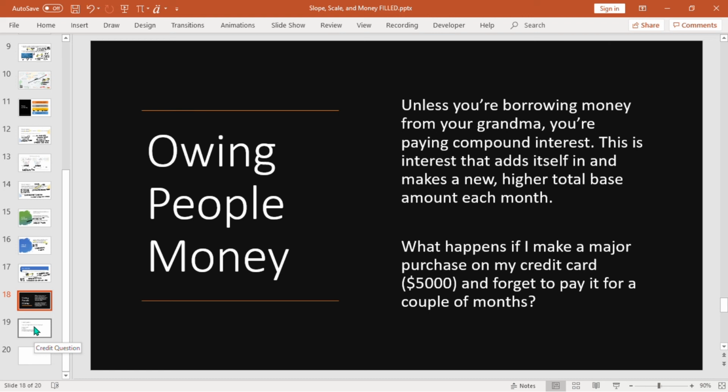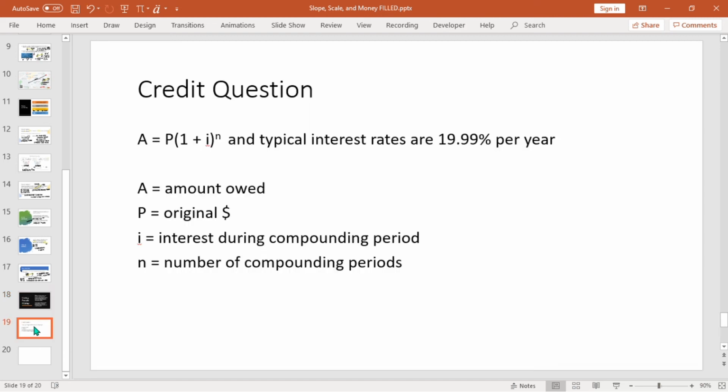Okay, and if you're using a credit card, you're paying compound interest. There's no simple interest unless you're borrowing money from your grandma. It just doesn't really exist in real life anymore, except for family loans. So I'm going to put $5,000 on my credit card for some awesome tool, and then I'm going to forget to pay, and I'm going to see what happens. This is the formula, I'll walk you through it. Here is going to tell me what I owe after 2 months.